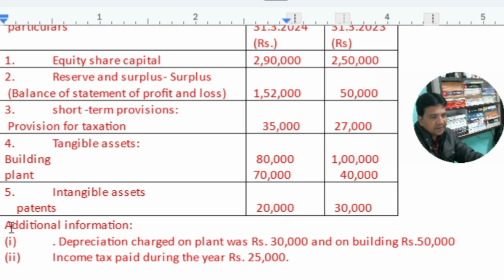Apart from this, the additional information: depreciation charge on plant rupees 30,000, building 50,000, income tax paid during the year rupees 25,000. Since the income tax paid during the year is given here and there is a provision for taxation, we have to prepare one working note, that is the ledger account, to find out the amount being transferred to provision for taxation from the profit and loss account.